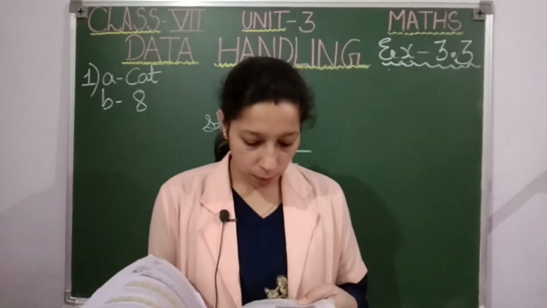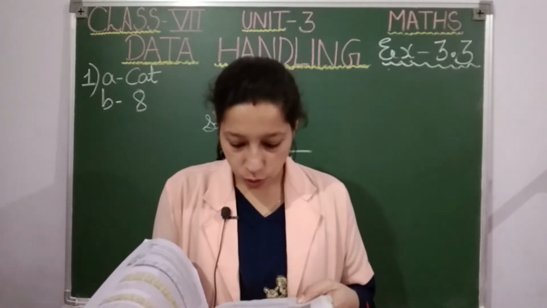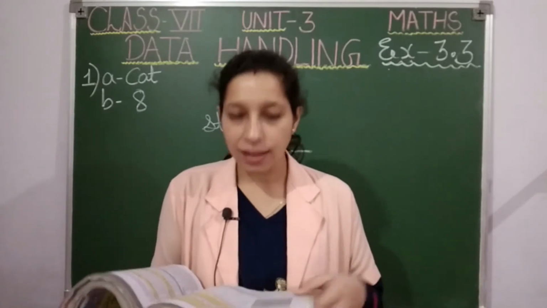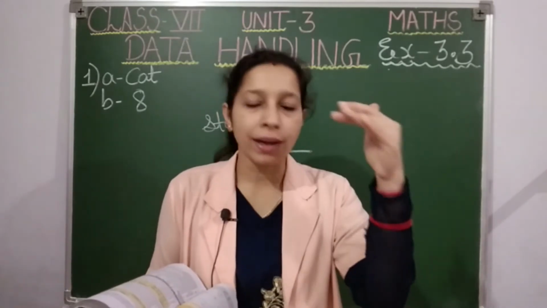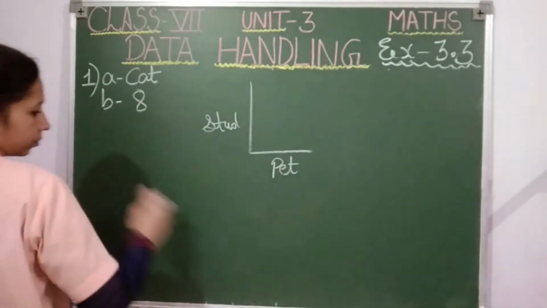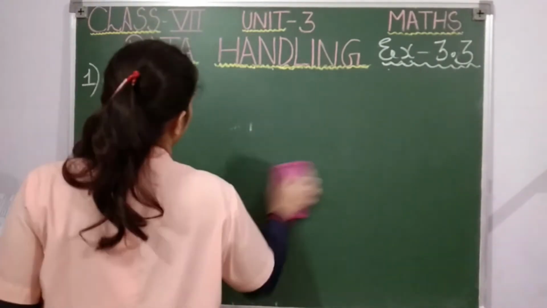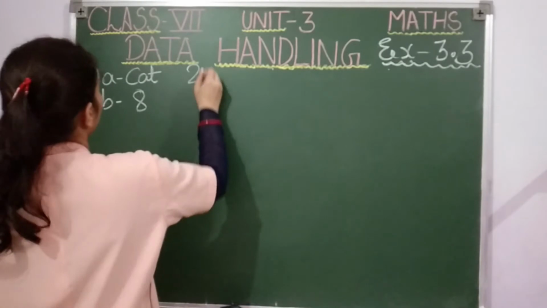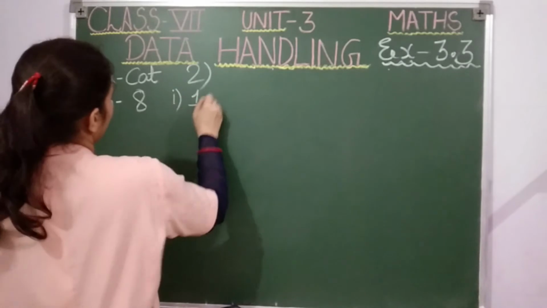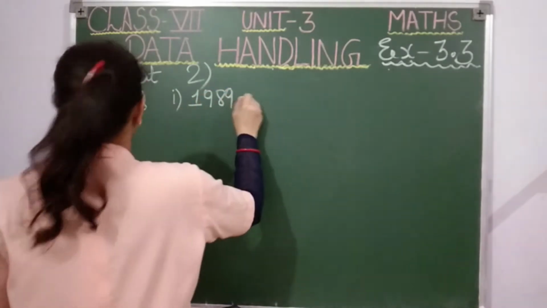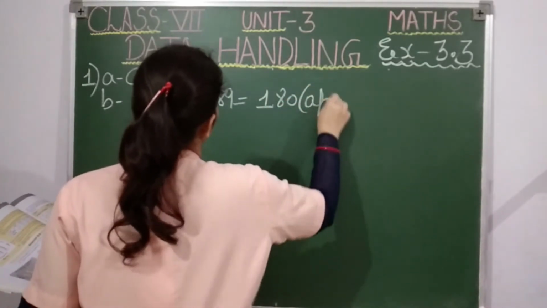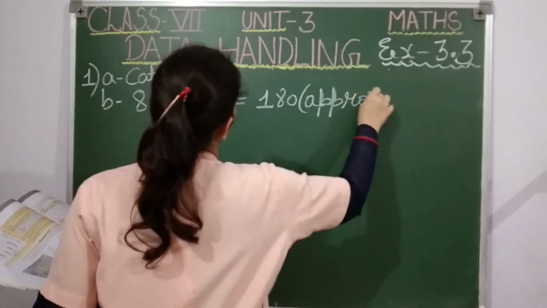So first point, question number 2, first point: about how many books were sold in the year 1989? Just now we have discussed it. For 1989 we can see the bar is near to 200, but not exactly at 200, a little bit near. So let us take it as, question number 2, first point, for 1989 we can take the number of books sold as 180 approximately. Here I am writing approximately, meaning nearly.